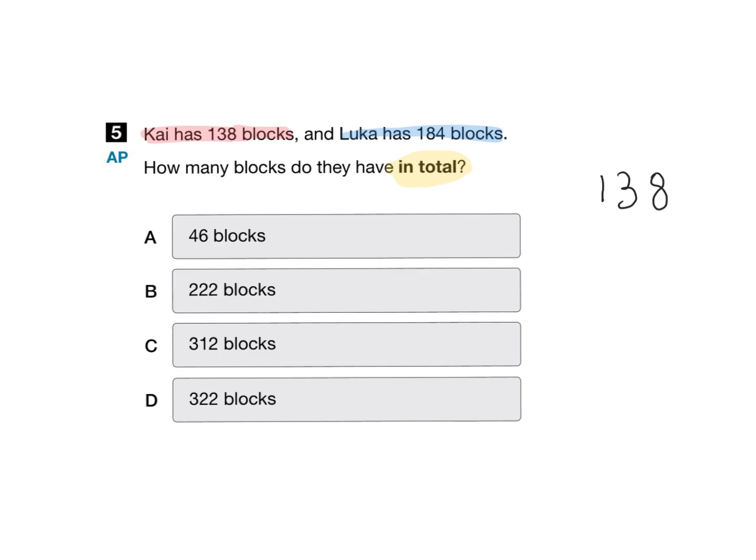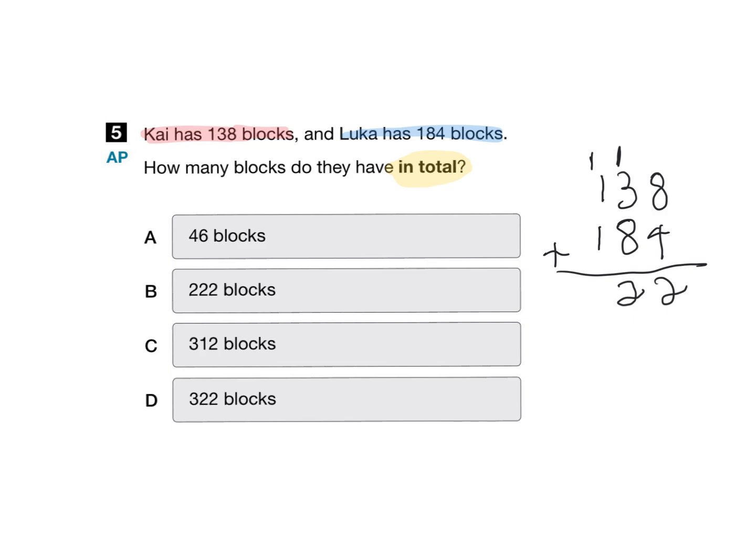So do you want to write that out how you would do that? 138, and 184. And what are we doing? Adding. Good. So how are you going to solve this? You're going to do what first? 8 plus 4, so 8, 9, 10, 11, 12. Good. You put the 2 here and carry the 1. And now what are you adding? 8 plus 4 equals the same thing. Good. So you do 2 down here and 1 you carry over.